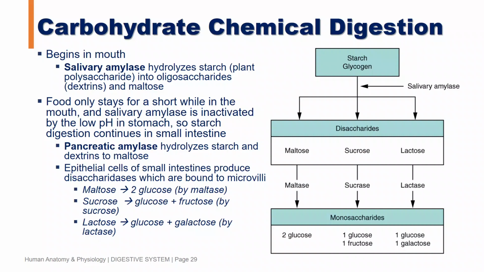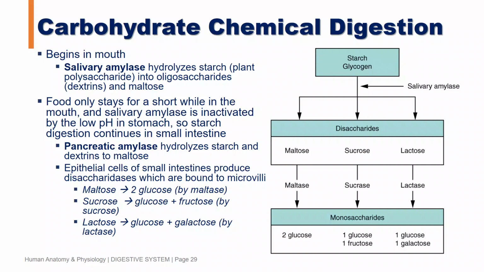Okay, just like in the photo, you have your salivary amylase. And then your pancreatic amylase hydrolyzes starch and dextrin to maltose. Remember, now you have your starch and glycogen, which will be broken down into disaccharides. You can have maltose, sucrose, and lactose with the help of the pancreatic amylase.